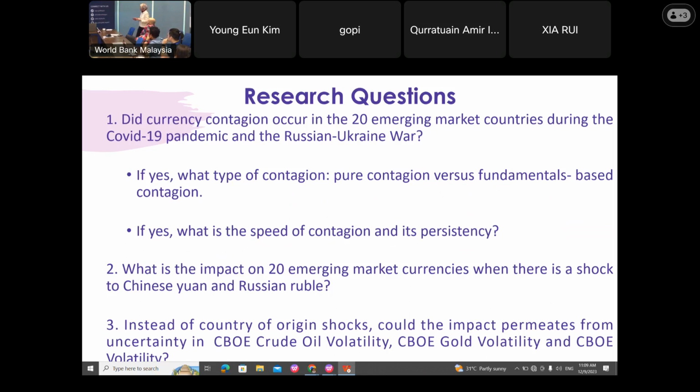The last one we explore, instead of country-of-origin shocks, is whether the impact on this currency market could permeate from uncertainty in the Chicago Board Options Exchange crude oil volatility, CBOE gold volatility, CBOE volatility, and there's one more, the 10-year US Treasury yield volatility, that I left out here. Okay, so these are the three research questions that we are exploring.